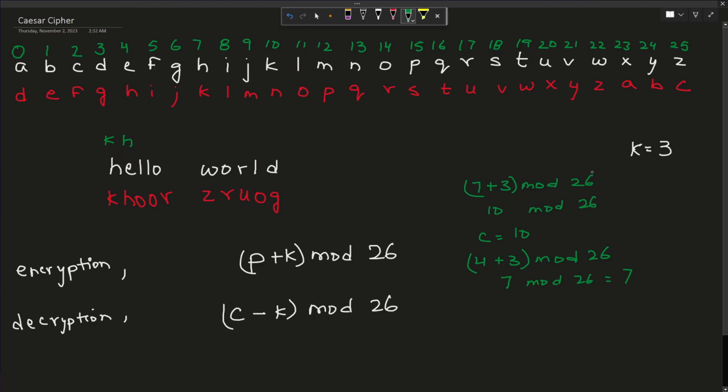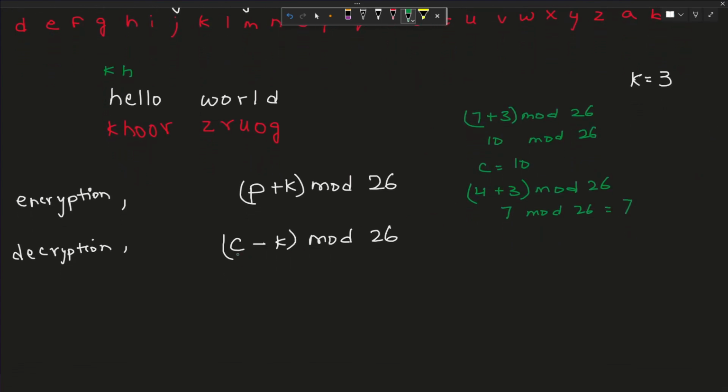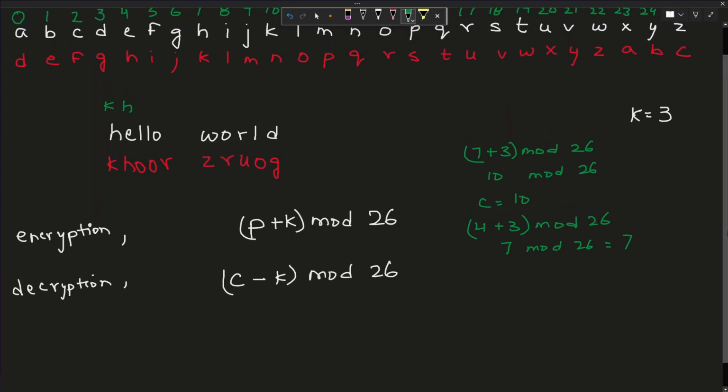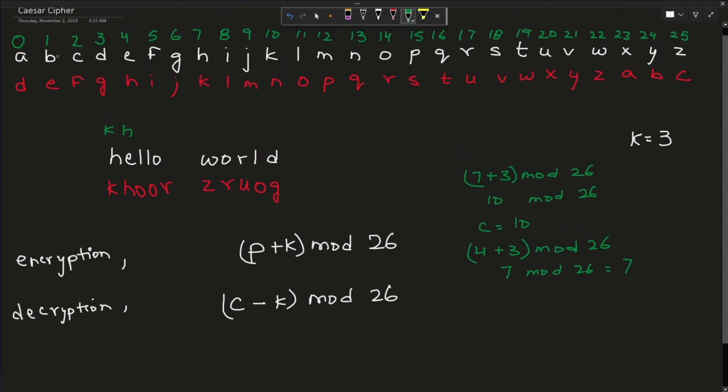Now, let's talk about how we can decrypt. So in this scenario, we have C minus K mod 26. Now, what we have over here is C as K and we have H. So in this scenario, we're going to go back up and find the value. Just a second, if I can go back up. Yeah, we're going to look at the value of K over here. So we can see the value of K is 10. So I'm just going to write this again in red color. So we're going to take 10 minus 3. The reason why we take 3 again is because our key is equal to 3.